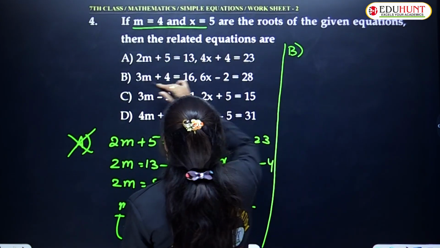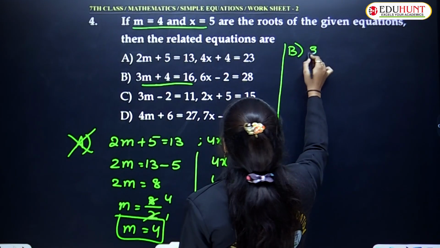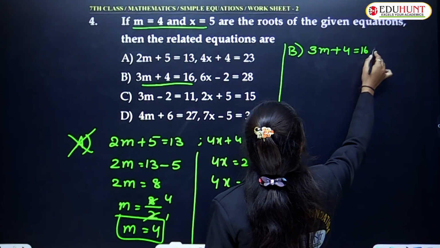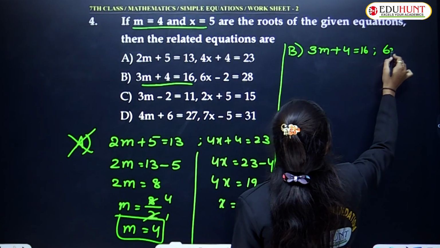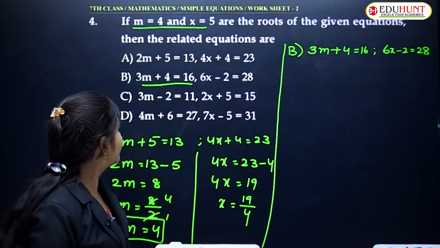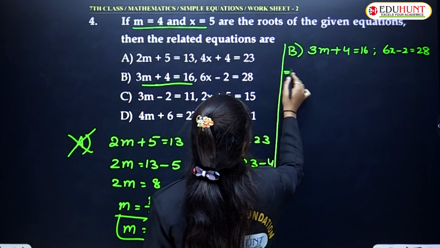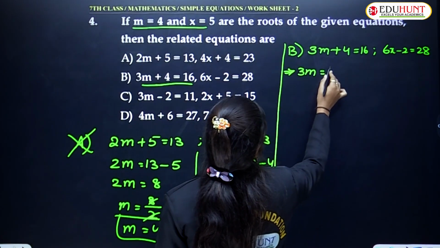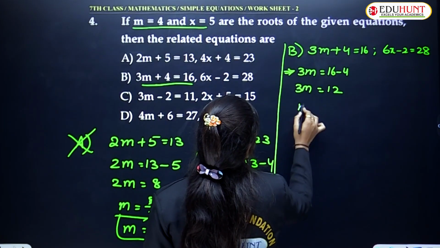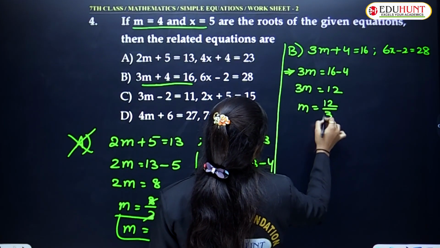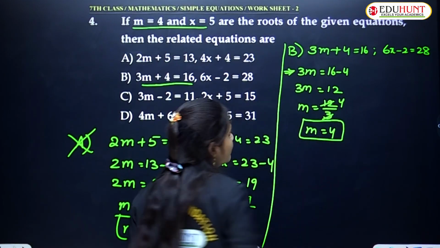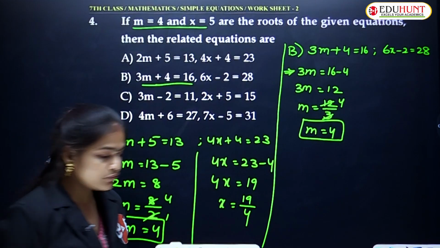Option B. What is that option B here? 3m plus 4 is equal to 16. Next, 6x minus 2 is equal to 28. Okay, these two equations we have to check. From this one, 3m is equal to 16 minus 4. 3m is equal to 12. m is equal to 12 by 3. 3 ones are 3, 3 fours are 12. Finally, here we got that m is equal to 4.